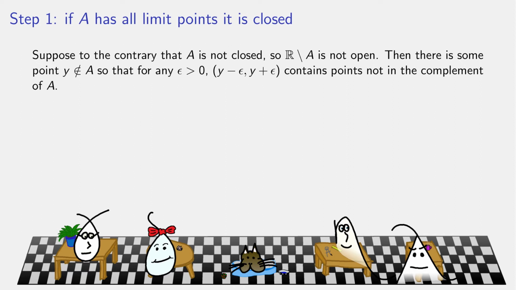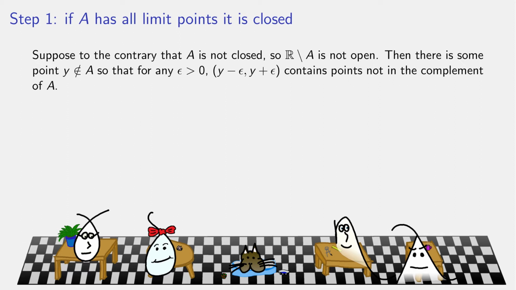Okay, the first thing we were going to prove was that if A has all its limit points, then A is closed. So let's assume A contains all of its limit points, but we're going to assume to the contrary that A is not closed. Well, if A is not closed, its complement is not open. Remember, the definition of closed is complement is open. To be open, a set has to have the property that every point in the set has a little epsilon ball around it, epsilon neighborhood, epsilon interval. Every point in the set has to contain one of these epsilon intervals. That's also a subset of what we're talking about.